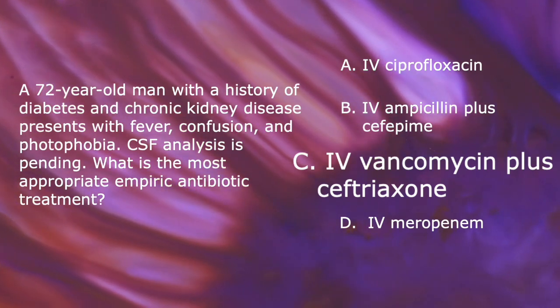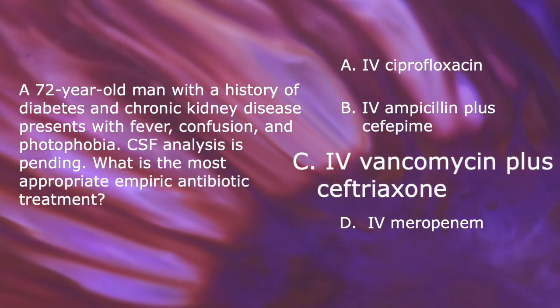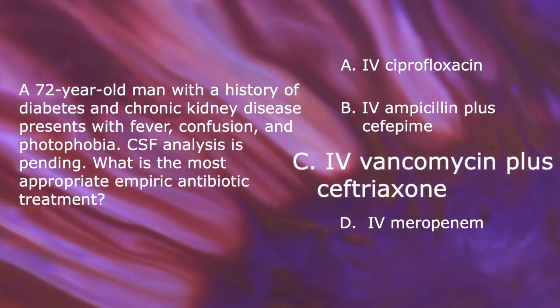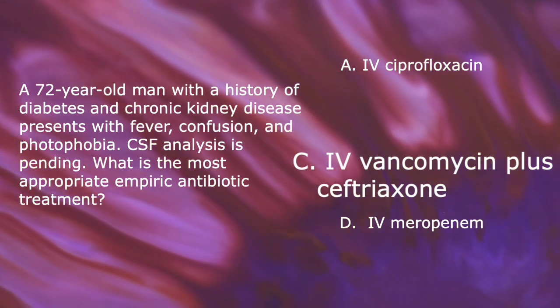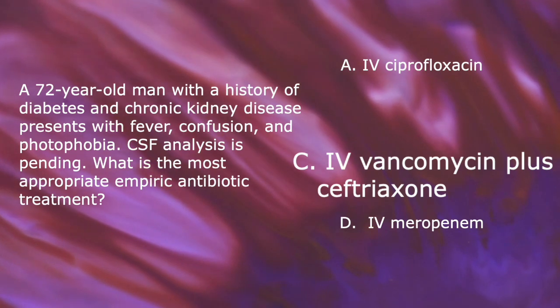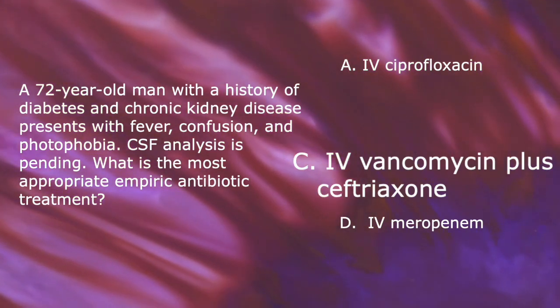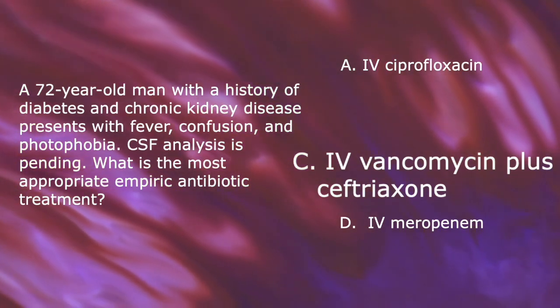We want that one because in an elderly patient, especially with comorbid conditions, the empiric coverage should include antibiotics effective against a broad range of bacteria, including L. monocytogenes. Vancomycin and ceftriaxone provide the broad coverage. Ampicillin may be added to cover Listeria in patients over 50 years of age or in those with immune-compromising conditions.